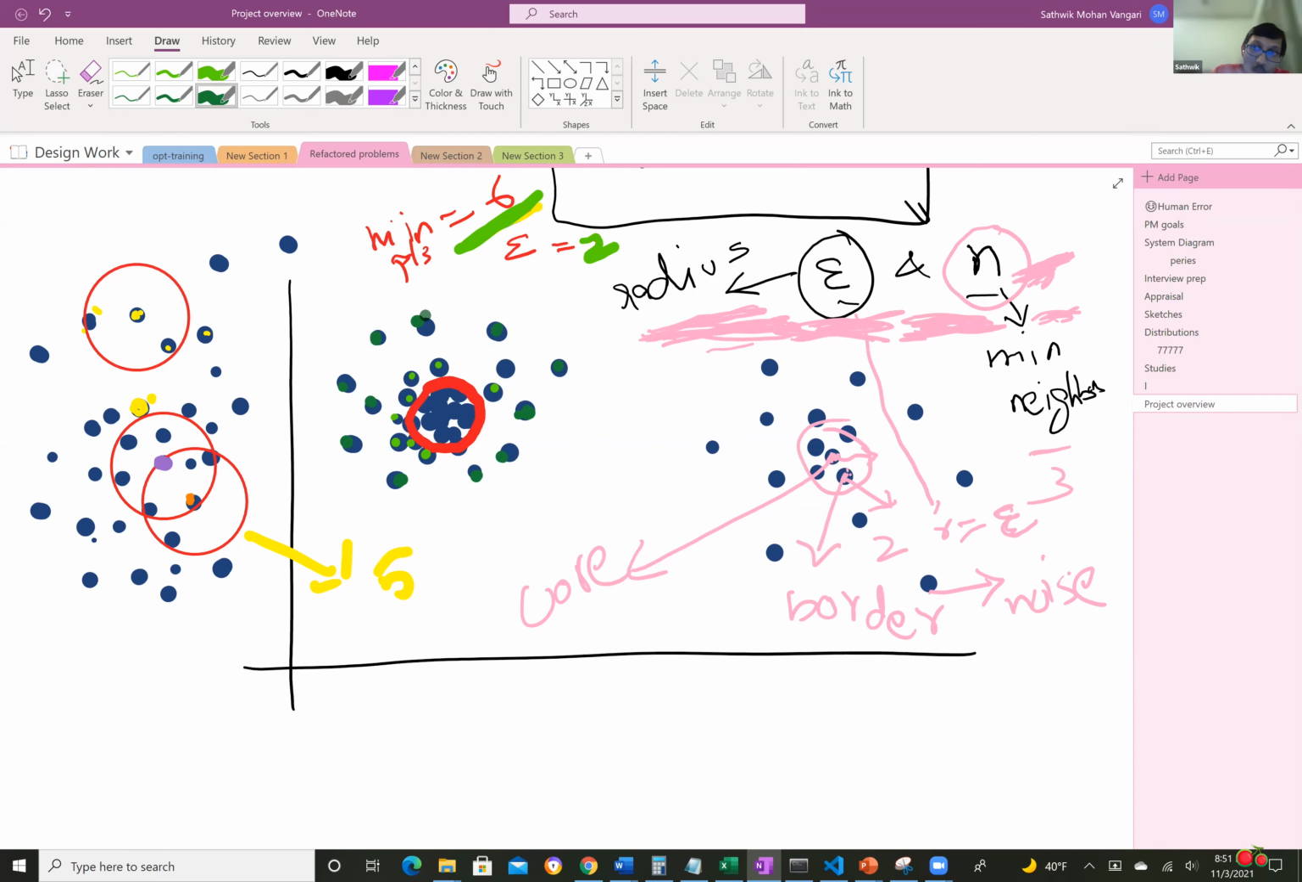Okay. So with that in mind, this purple point will be a core point because it satisfies the condition of having at least 6 neighbors in a circle of radius 2 around it, right? The other orange point has fewer than 6 neighbors in a circle of radius 2 around it, but it is a neighbor. It is in the neighborhood of a point which is marked as a core point. And that makes it a border point because it's closer to the core point, right? Makes sense now?